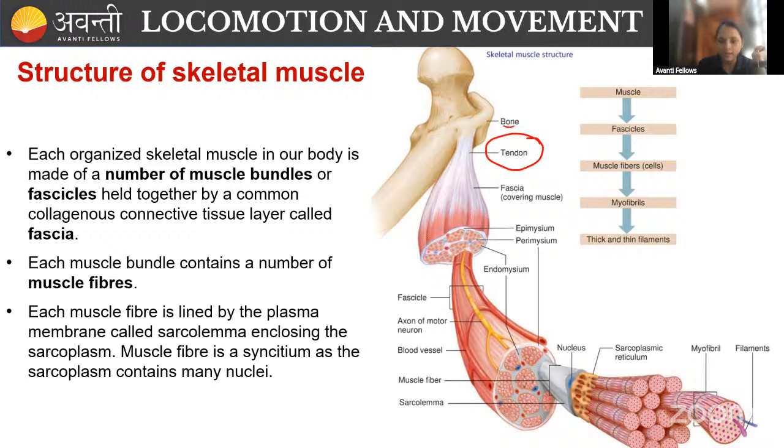And here you can see the covering of the muscle. The covering of the muscle is called fascia, a cartilaginous sheet. Okay, let us understand in detail. So here you can see the muscle, which is attached to the bone.